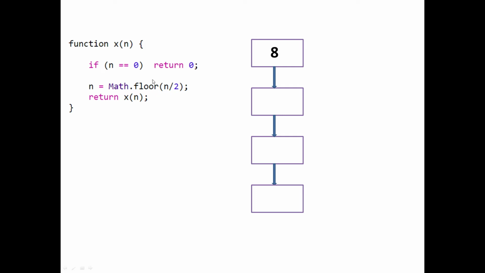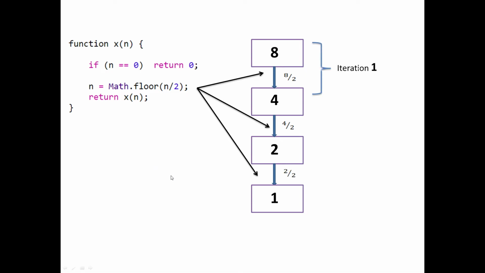That means you are dividing your n. Suppose the value of n is 8. That means it will be divided into 4, then 2, then 1. So whenever each step is executed, the number is divided. Like for the first step, 8 is divided by 2, then 4 is divided by 2, and then 2 is divided by 2. So what we are doing is we are performing iterations, okay, iteration 1, iteration 2 and iteration 3.